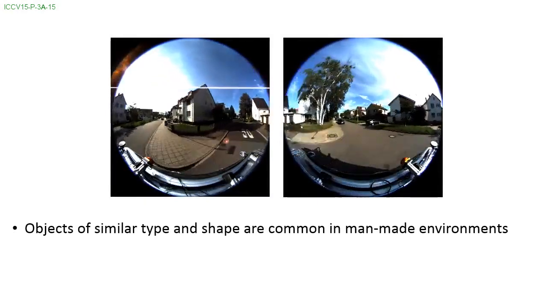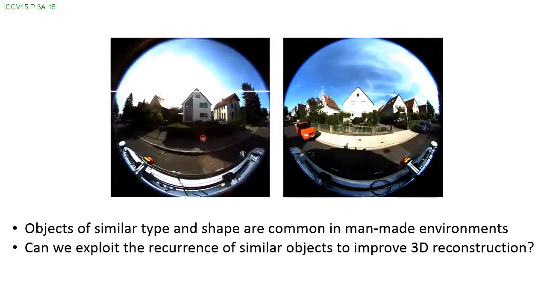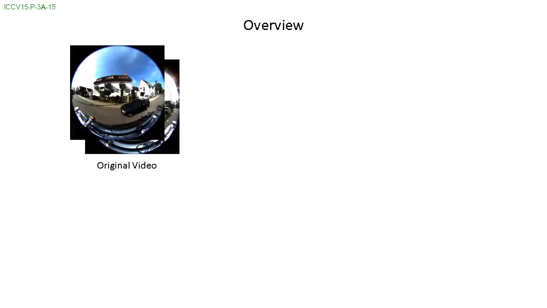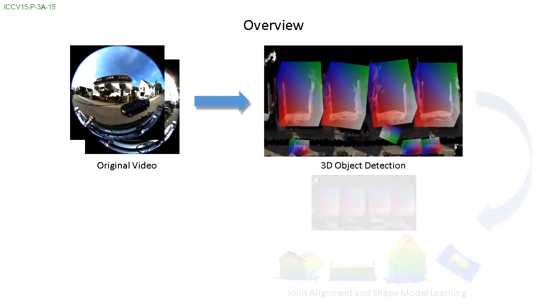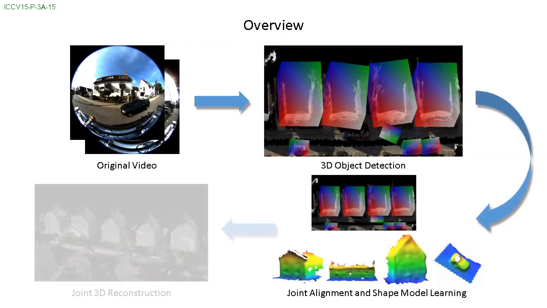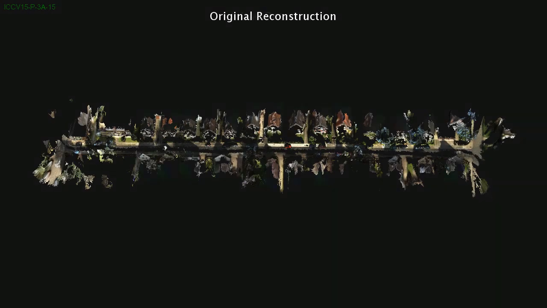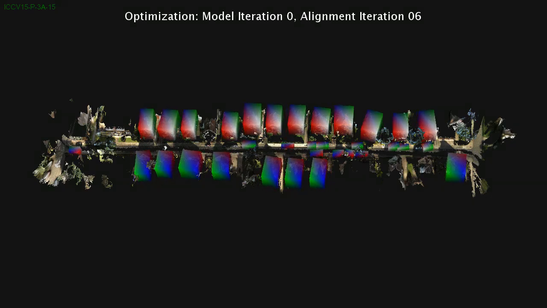Objects with similar type and shape are common in man-made environments. In this work, we try to exploit this fact for improving volumetric 3D reconstruction. Given an initial reconstruction of the scene, we detect similar objects and jointly construct a model of them while aligning them with the observations. Our objective iteratively aligns the object instances while updating the model parameters.